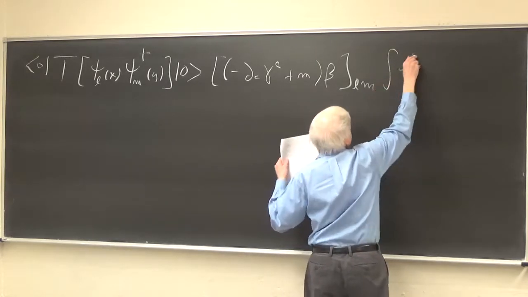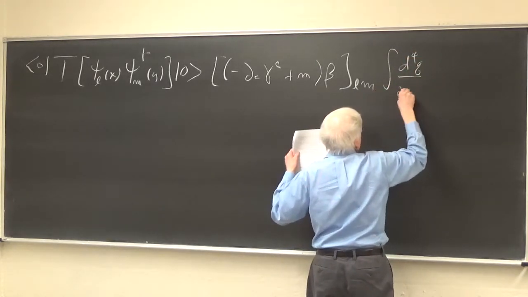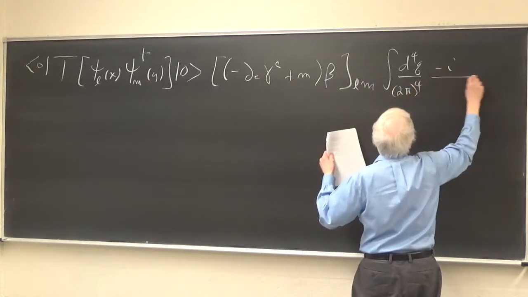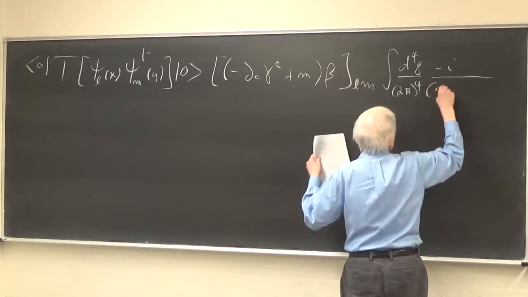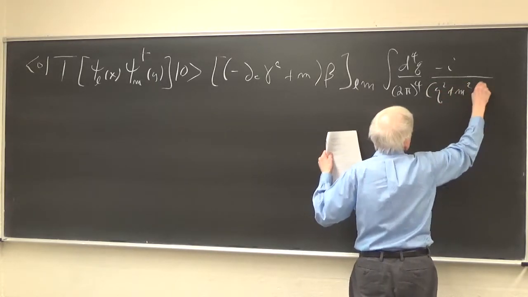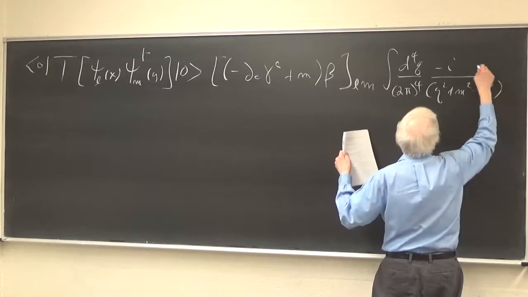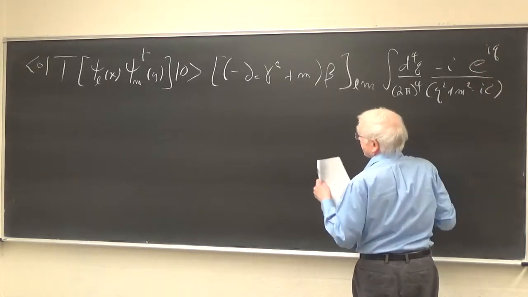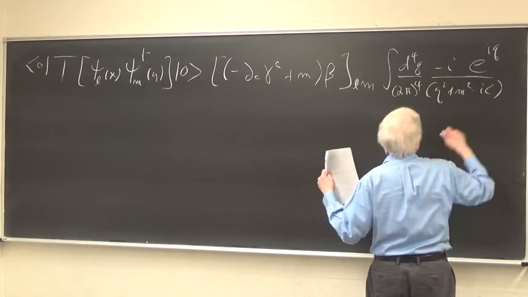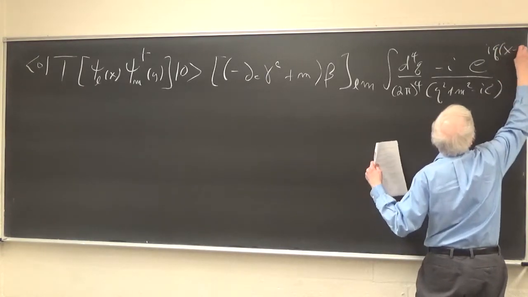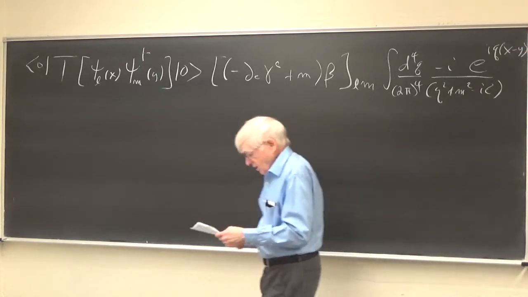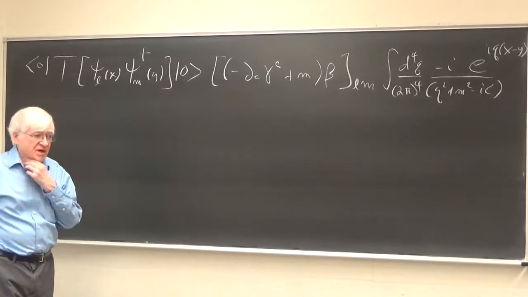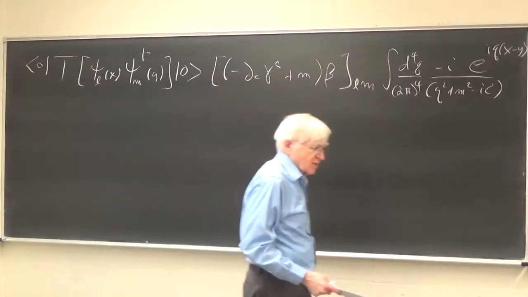And then an integral d4q over 2 pi to the 4th, minus i over q squared plus m squared minus i epsilon, e to the iq x. I see in my notes I have x; this is really x minus y. Okay, so that's the expression for the Feynman propagator for a spin 1/2 field.